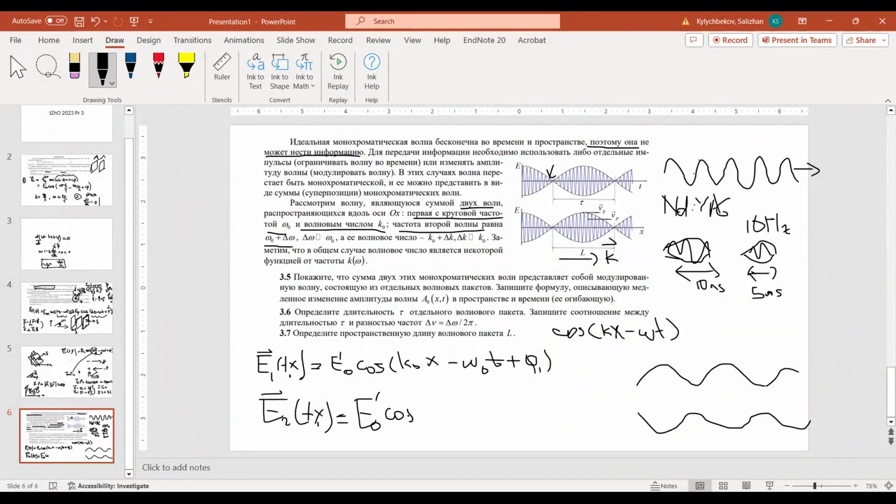But in the second wave, the wave number is K0 plus delta K. Sorry for that.